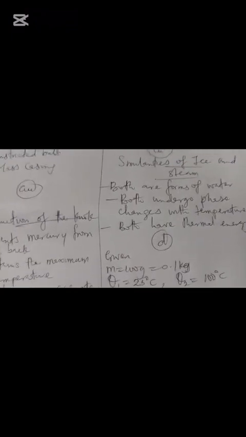Alright, I'm moving to similarities now. What are the things that make ice and steam look alike? When you talk about ice and steam, both of them are what? Both are forms of water. Yes, water at a solid state is ice, and water at a gaseous state is steam. That statement is correct. Both are forms of water.